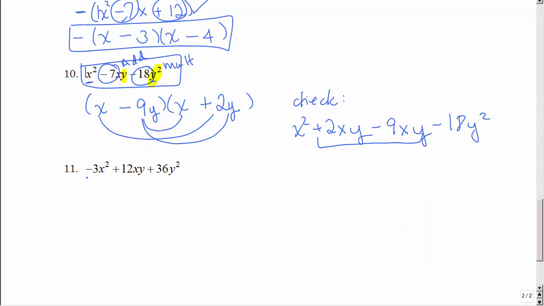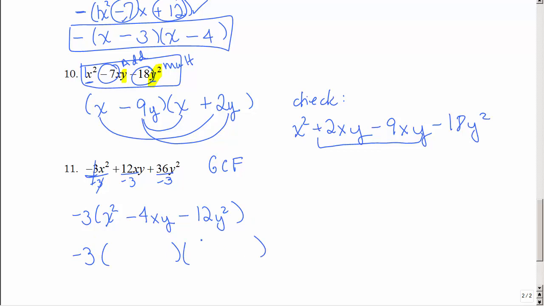Number 11. We not just have a negative in front, we have a negative 3. Well, could that be the GCF? Does 3 divide into all of those numbers? Yes, it does. Do they have any letters in common? No, they don't. So if I divide everything by negative 3, that's going to give me positive x squared minus 4xy minus 12y squared. So here we have that x and y thing.